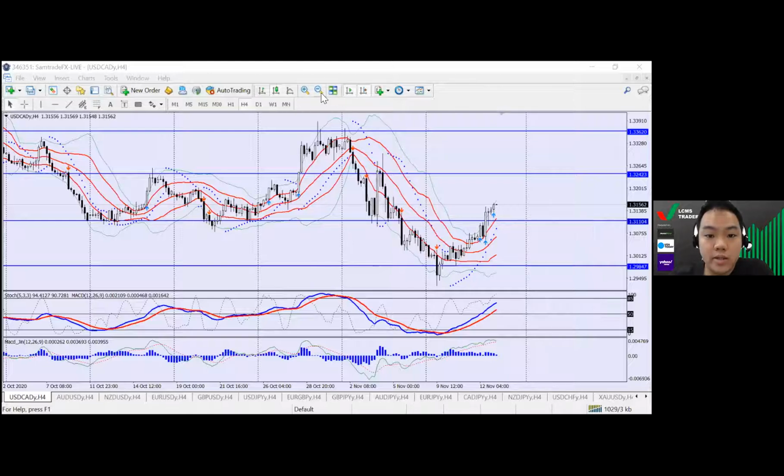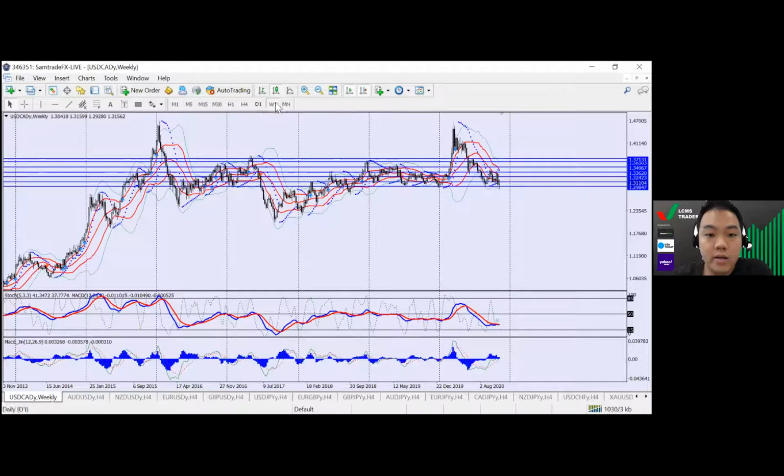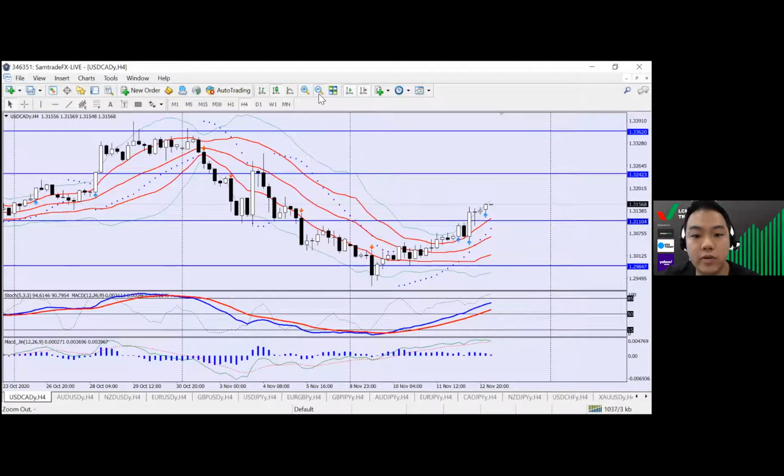So let me just zoom that out. If I take you on to the bigger time frame, even the weekly chart, you can see that the last time US CAD was below this level was in 2018. So two years ago, US CAD was below this level. If we were to break this level, that would be quite a significant move, and for a long time, we would need to gauge where to sell this pair to.